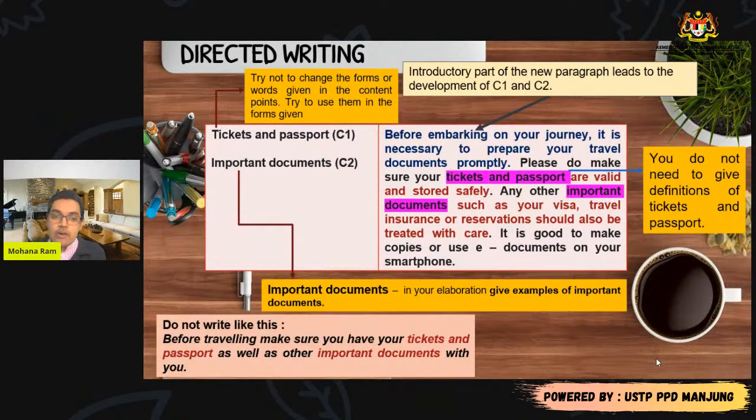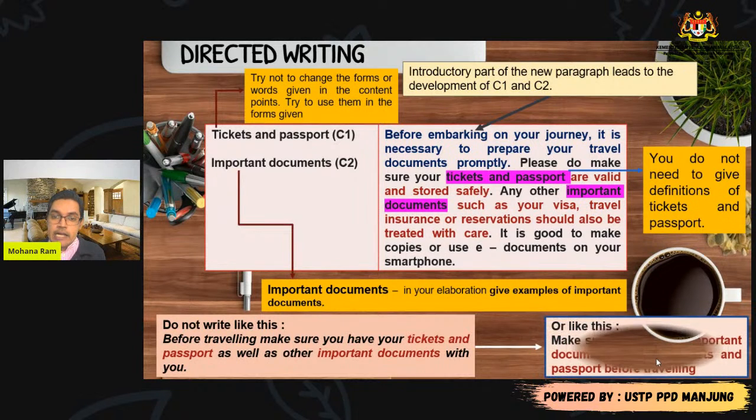Another common error that students would do is, you look at the box that appeared just now: before traveling, make sure you have your tickets and passport as well as other important documents with you. This is one thing that students do. Another common way students write would be, make sure you prepare important documents such as tickets and passport before traveling. You see, you put both points together. Your ticket and passport become an example for your important documents.